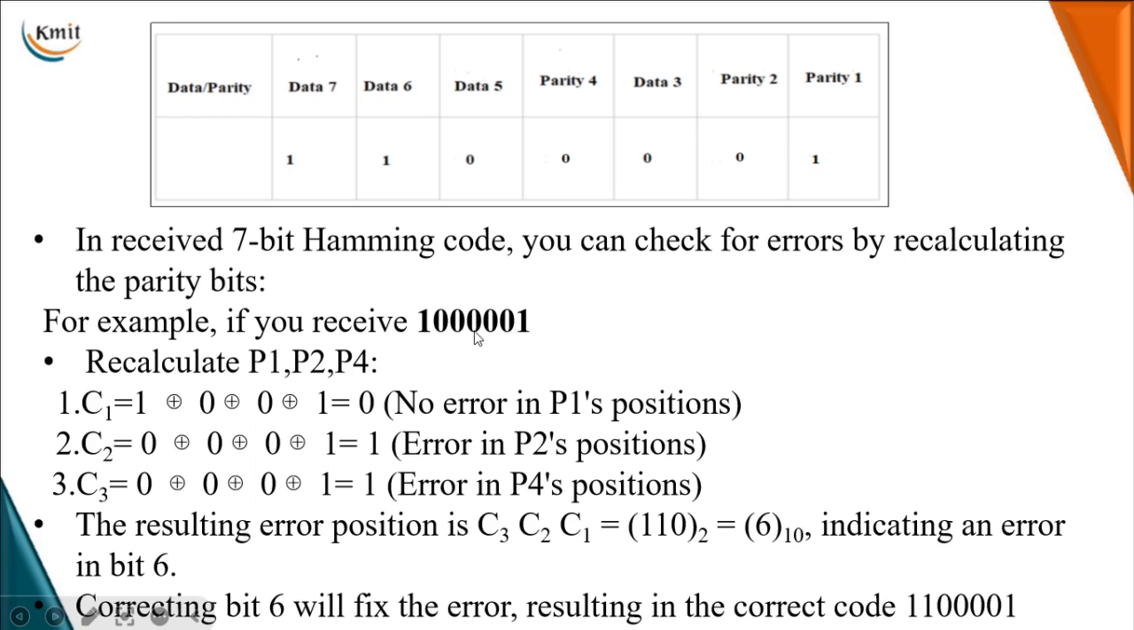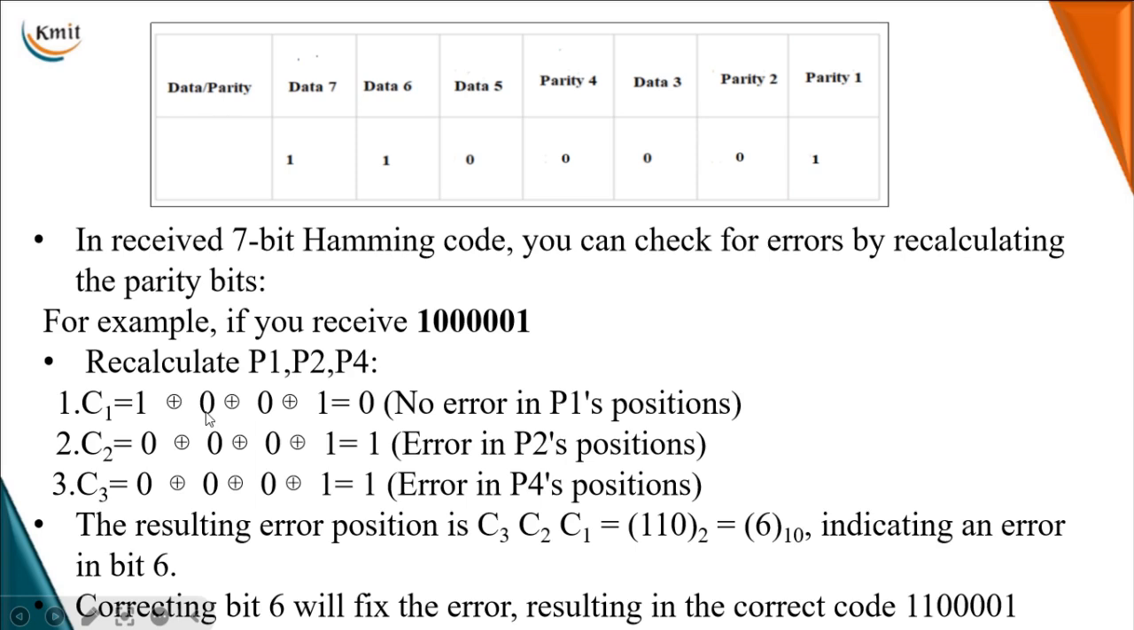1001, now we need to recalculate the parity bits, which are denoted as correction bits. C1 checks the positions 1, 3, 5, 7, C2 checks the positions 2, 3, 6, 7, C3 checks the positions 4, 5, 6, 7. So C1 checks the received bits of parity 1, data 3, data 5 and data 7. So 1 exclusive OR of 0, exclusive OR of 0, exclusive OR of 1. So the received bit on parity 1 is 1.